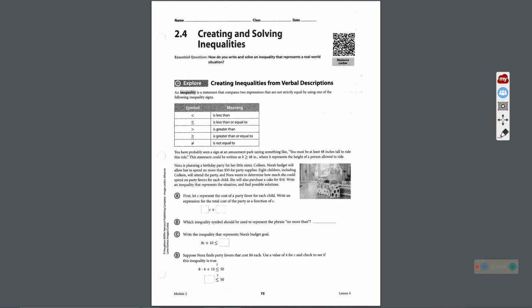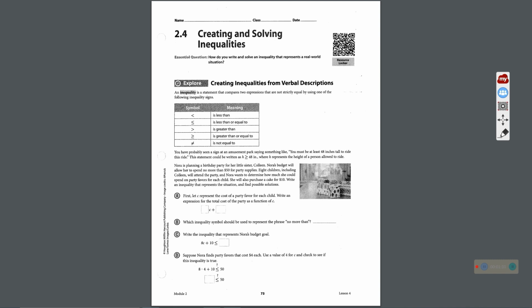Nora is planning a birthday party for her little sister Colleen. Nora's budget will allow her to spend no more than $50 for party supplies. 8 children, including Colleen, will attend the party, and Nora wants to determine how much she can spend on party favors for each child. She will also purchase a cake for $10. Write an inequality that represents this situation to find possible solutions.